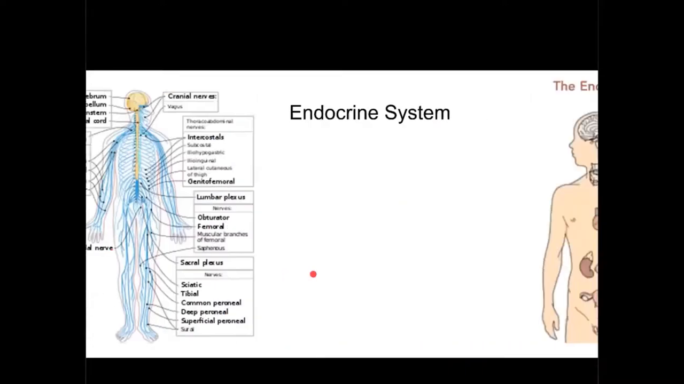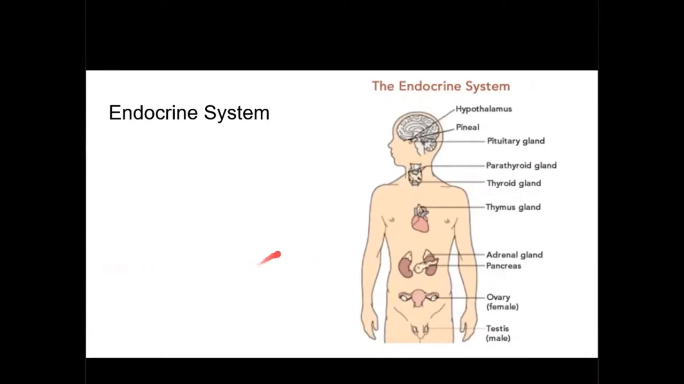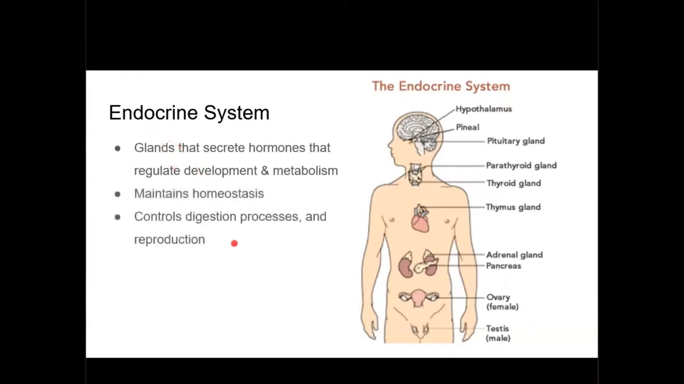Okay, moving on, you have the endocrine system. So this is the hormone system of the human body. It secretes specific hormones from specific glands to do various things, like body development or puberty, digestion, metabolism, all sorts of stuff. But the key difference is the endocrine system does it at a much slower rate than the nervous system does.